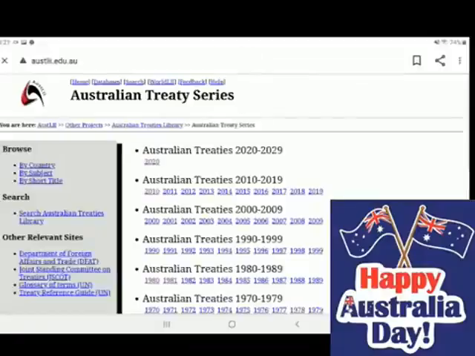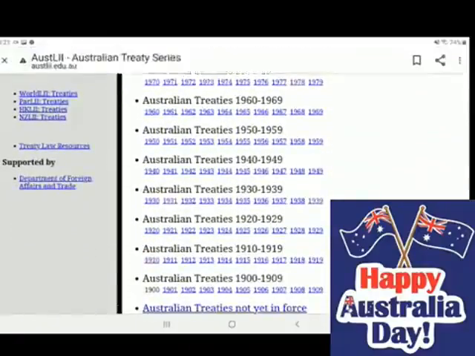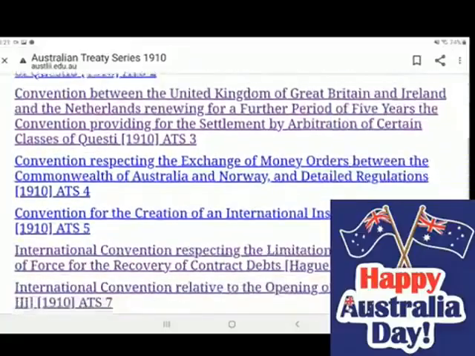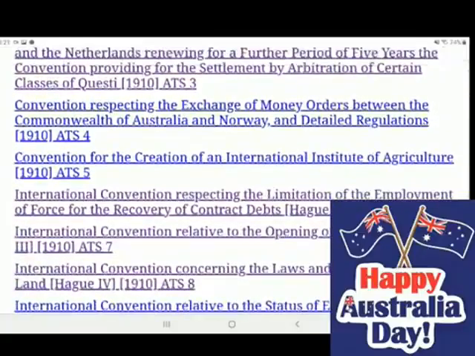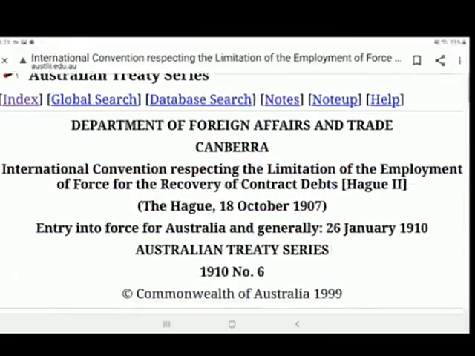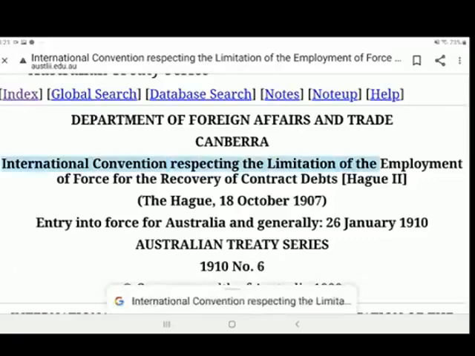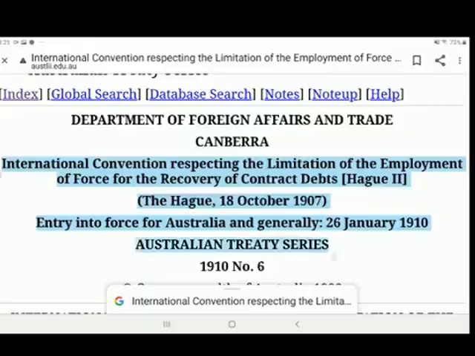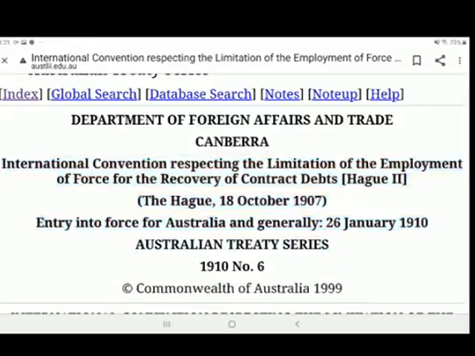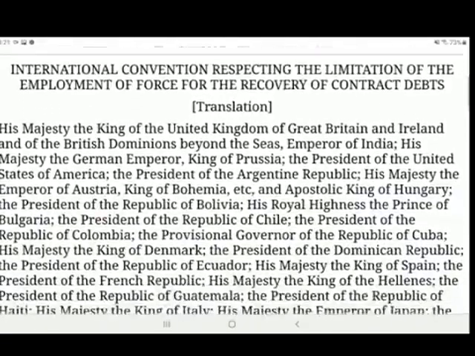On the 26th of January 1910, the day we call Australia Day, is the day that we became an occupied territory. 8 treaties were signed regarding the Hague War on land, concerning the recovery of debts, the customs of war, and the opening of hostilities. These treaties still apply now. Why did this happen, and what does this mean?